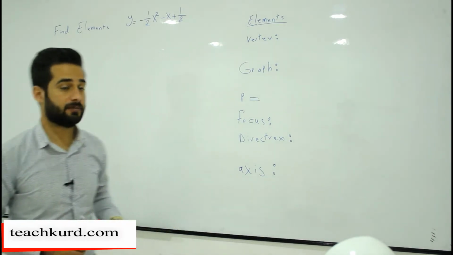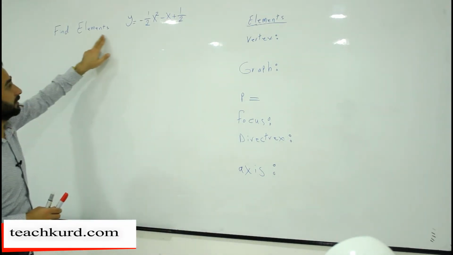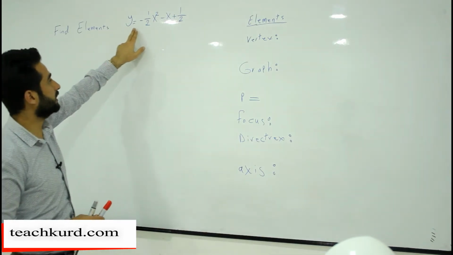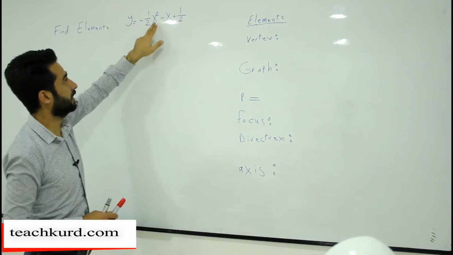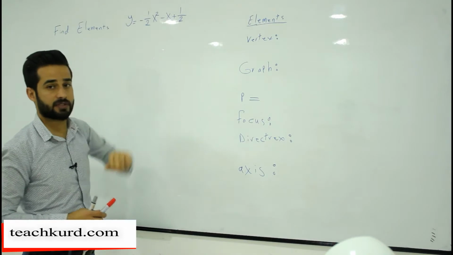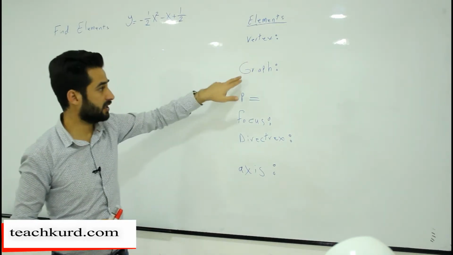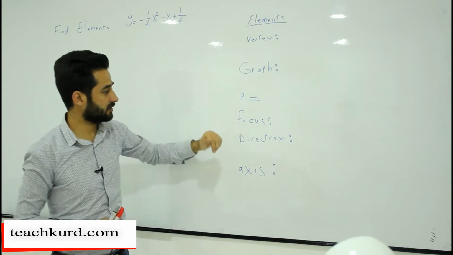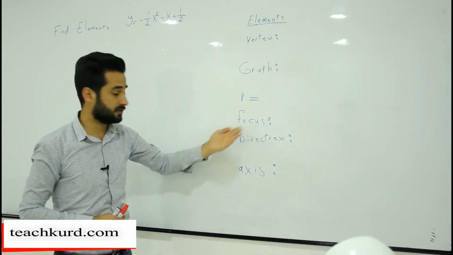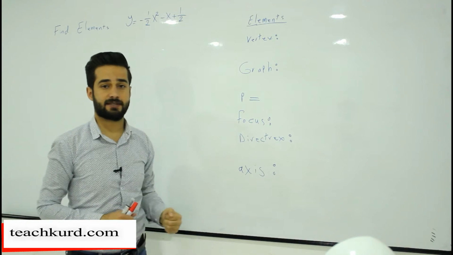We have an example. It says find the elements of this equation, y equals minus 1 over 2 x squared minus x plus 1 over 2. The elements are these: vertex, we need the graph, and p also, focus, directrix, and axis.